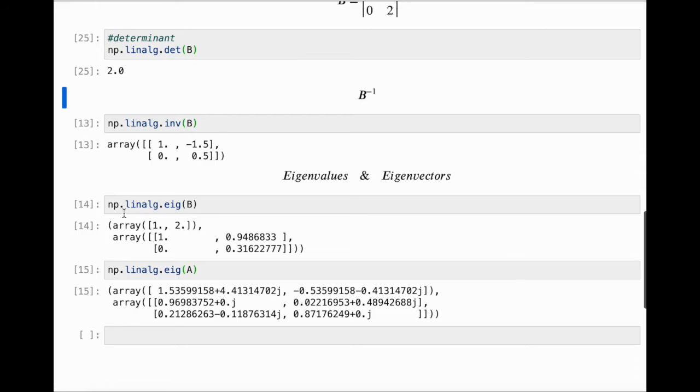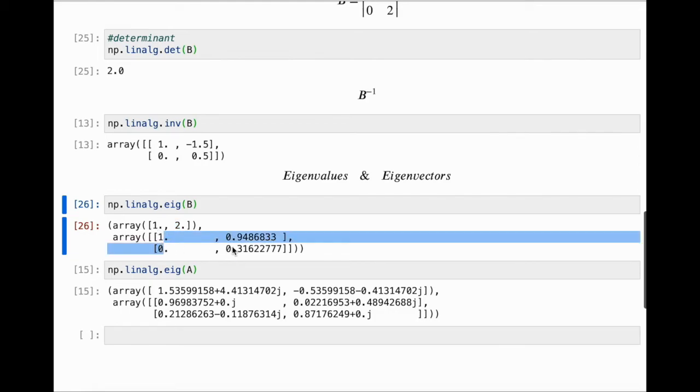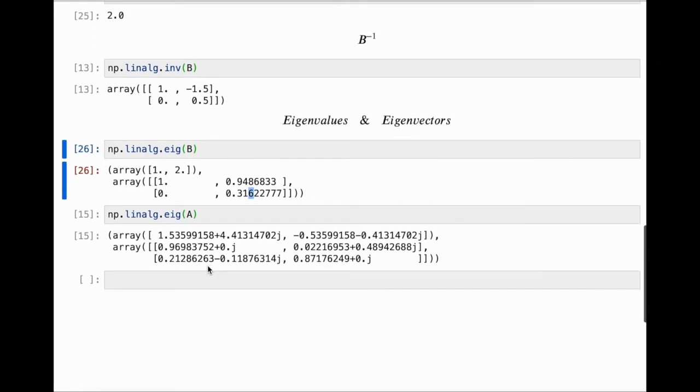And then getting the eigenvalues and eigenvectors is also done using linear algebra: numpy.linalg.eig, and that gives us the eigenvalues of B according to their algebraic multiplicity. So here we have one eigenvalue that is 1 and the other eigenvalue is 2, each with algebraic multiplicity one, and these are their corresponding eigenvectors. For the matrix A, which is complex, we can see that we get complex eigenvalues and so complex eigenvectors.